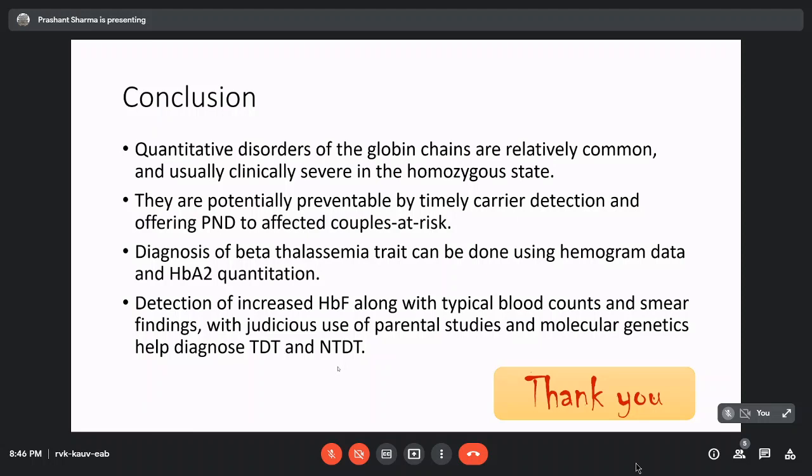Could you just repeat the first part? The alpha beta ratio? Yeah. He says the alpha beta ratio is maintained normally, but how is it maintained in compound heterozygous thal? Not really. I mean, I don't know why you'd say that. Yeah, I'm not getting the wording of it. Please go on.